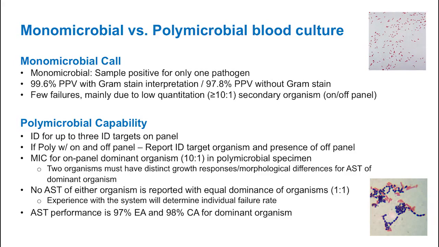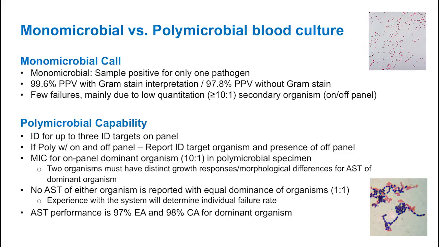Okay, so what about monomicrobial calls? We're very fortunate that we have a very low contamination rate in our blood cultures, and so most of our blood cultures, not all, but most, are monomicrobial. And so that makes this system extremely useful for us. For a monomicrobial sample, it is positive for only 1 pathogen, of course. The positive predictive value is 99.6%, and with a gram stain interpretation, it's 97.8% if you're bypassing gram stain and just doing direct inoculation.